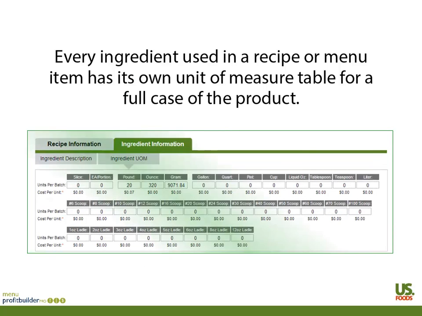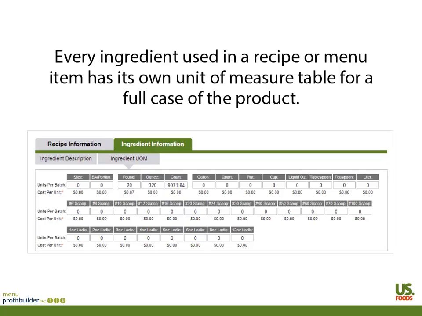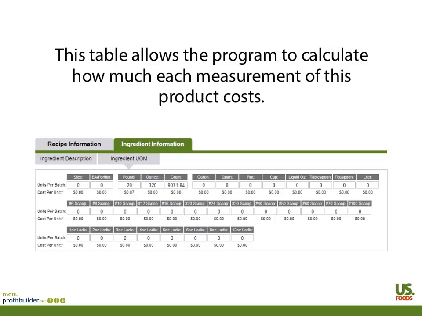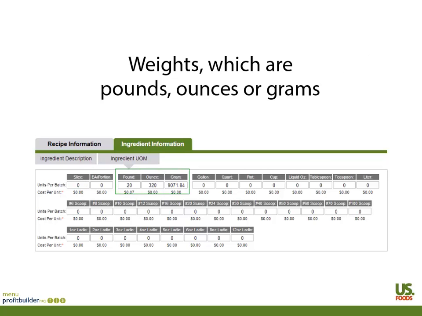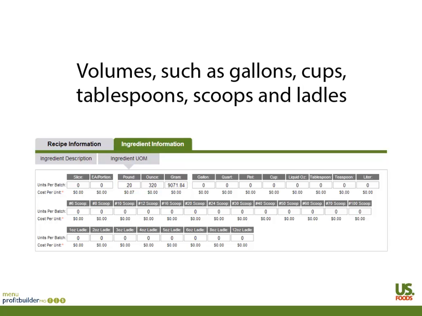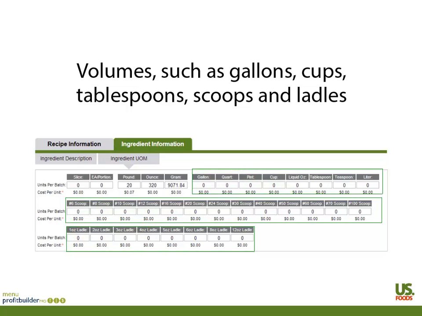In MPP, every ingredient has its own ingredient unit of measure table for a full case of this product. This table allows the program to calculate how much each measurement of this product costs. It includes slices or portions, weights, which are pounds, ounces, or grams, and volumes, such as gallons, cups, tablespoons, common scoops, and ladles.